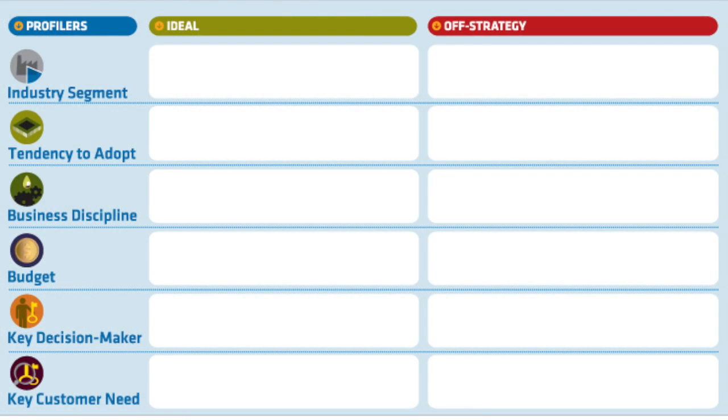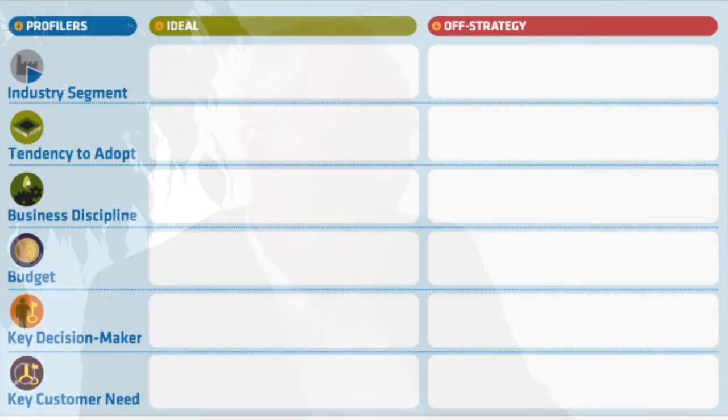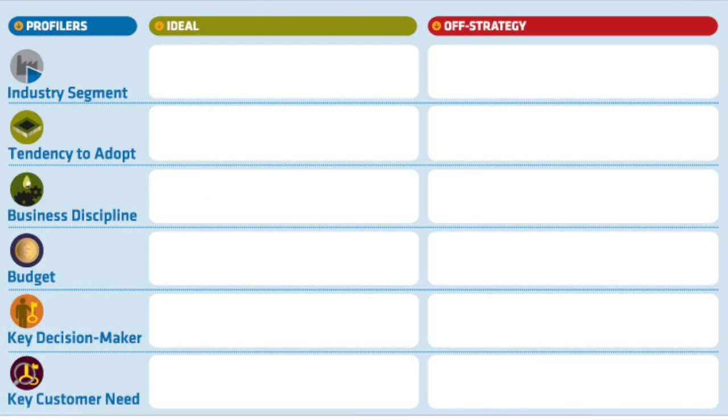Fifth profiler is all about key decision maker. Some key decision makers may suit your business completely, and others may be almost a detriment to your business. So for argument's sake, if you were selling a marketing product and marketing managers were key decision makers, that might suit you very well. But if you knew in certain types of clients you're always going to hit upon a procurement manager early, well, those types of customers might be off strategy for you. And the final one is key customer need. This is the single biggest customer need that's going to drive them towards your solution. And actually understanding the profile of that key customer need and being very clear about it helps you finally refine what the sweet spot is.